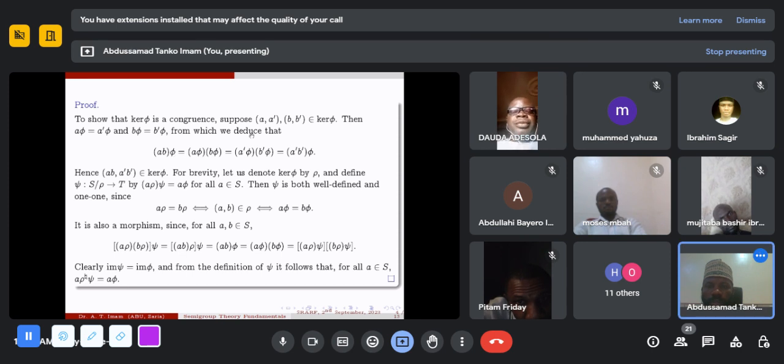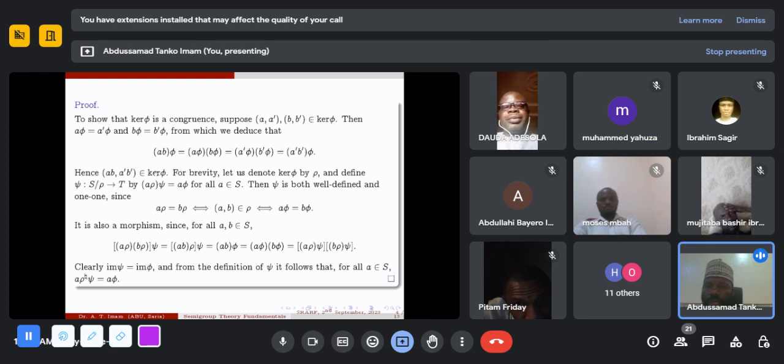And then because of the assumption that A phi is equal to A prime phi, we can replace A here by A prime and B by B prime. And then we again apply the morphism property of phi to have this. And so therefore, kernel phi is a congruence. Because if A is related to A prime and B is related to B prime, the product AB will be related to the product A prime B prime. And that is what we define to be a compatible relation, compatibility of the relation.